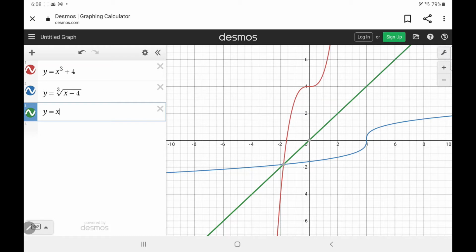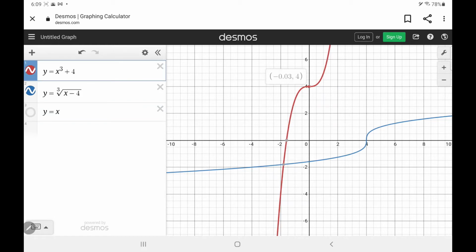We don't need the green one, so if you wanted to tap on the green, notice it goes away if I tap on the graph there. Okay, and it'll come back. But I'm going to take that away to focus just on the red and the blue, and you can just find some points. So for example, if I tap right here, I can tell there's a point at 0, 4. And so I can use 0, 4, and actually you can see these lovely points, 0 and negative 1.587.